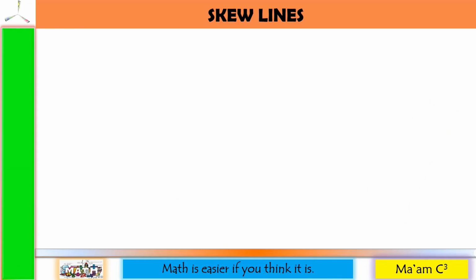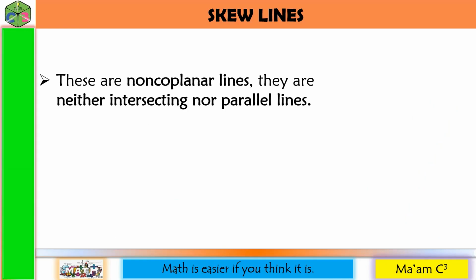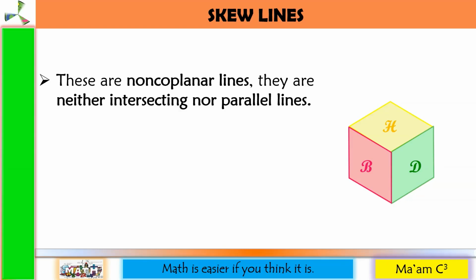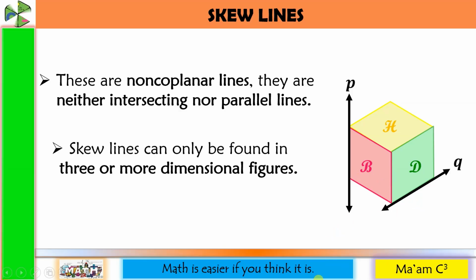The next one is skew lines. These are non-coplanar lines. They are neither intersecting nor parallel lines. Let's have an example. Let us get a line from plane B. Let's name it line P. Let us get another line, this time from plane D. Let us name it line Q. These are non-coplanar lines. They will never intersect and they are not parallel. Skew lines can only be found in 3 or more dimensional figures.